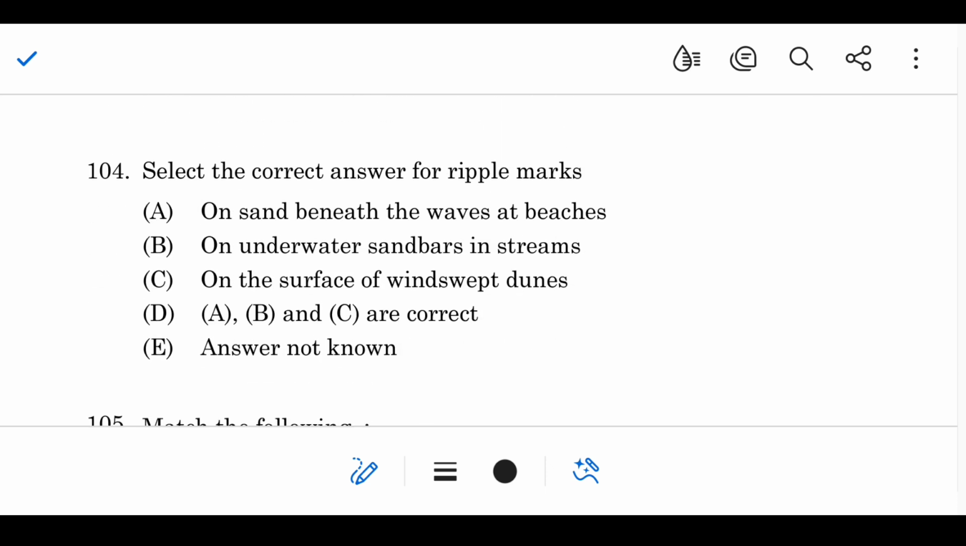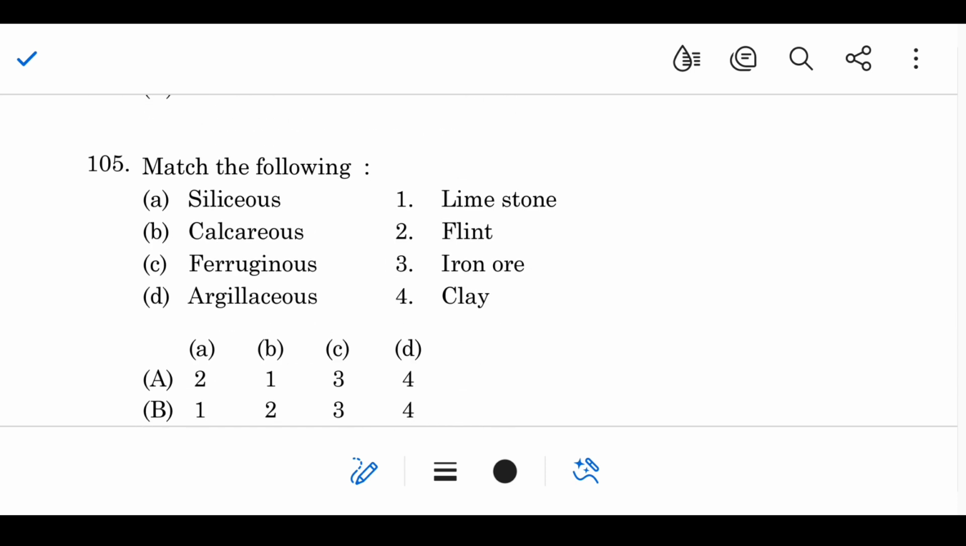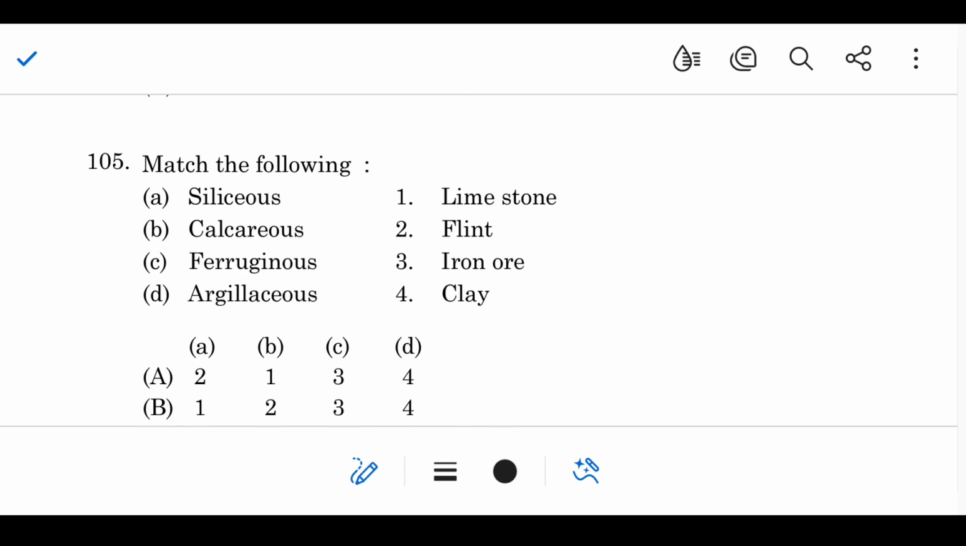Select the correct answer for ripple mark. On sand beneath the wave at beach, on underwater sandbar in stream, on the surface of wind swept dunes. Yeah. Above three statements are correct. Match the following. Here are siliceous, calcareous, ferruginous, argillaceous. Here are limestone, flint, iron ore and clay. We have to match the following.